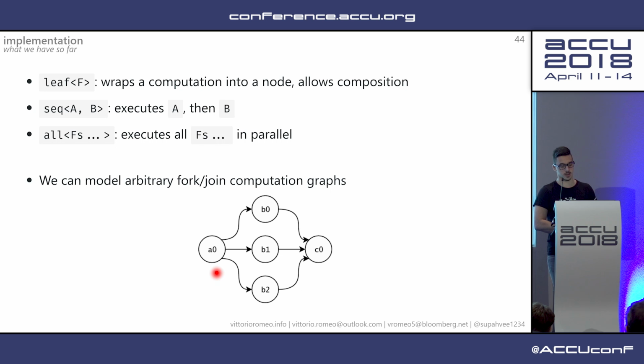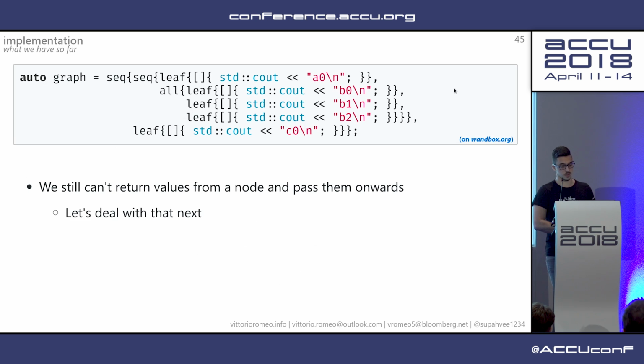So we could have something like, given A0, spawn B0, B1, and B2 in parallel, and when all of them are done, then execute C0. So a very simple fork-and-join. And the way we would write that is something along the lines of this, which is super pretty, I know.